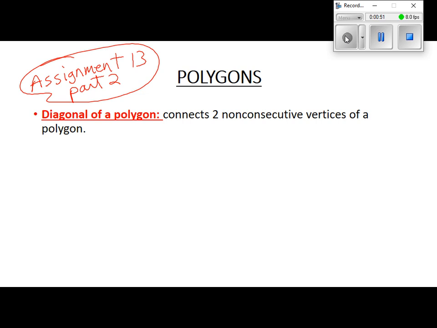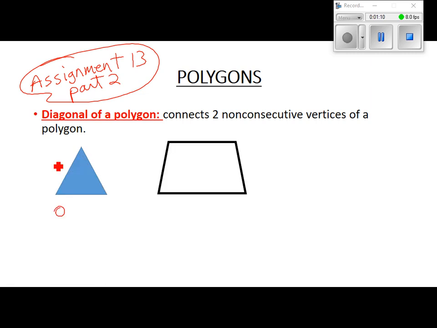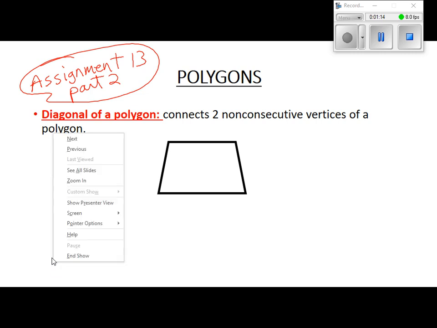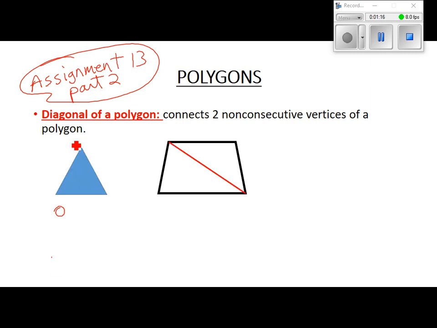Diagonal of a polygon, we already talked about diagonals of polygons in the past. All a diagonal is, is it connects two non-consecutive vertices of some polygon. Triangle, there are no diagonals, so 0 diagonals in a triangle. You can't connect two non-consecutive vertices. For a 4-sided figure, which is a quadrilateral, if I wanted to draw a diagonal, that's a diagonal of it.